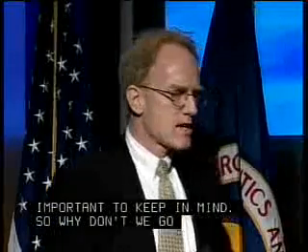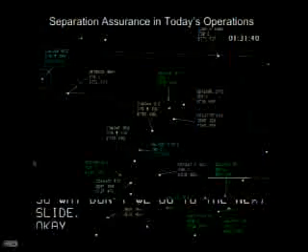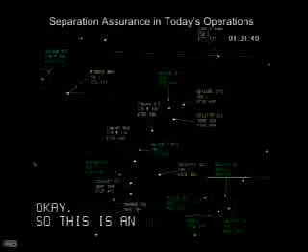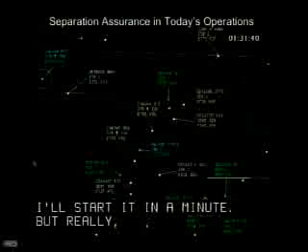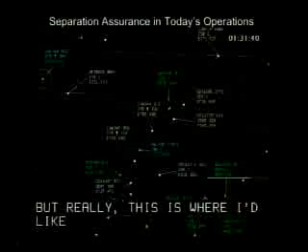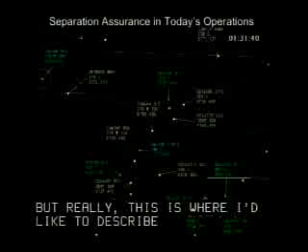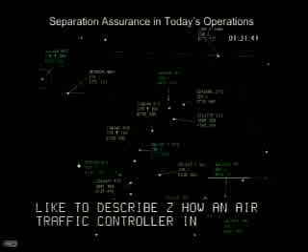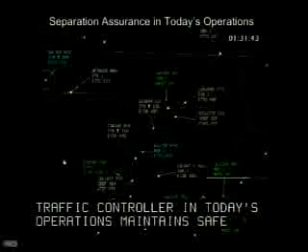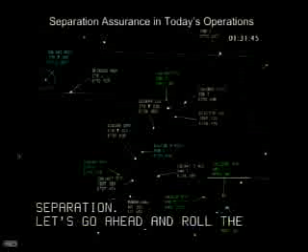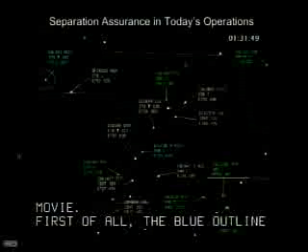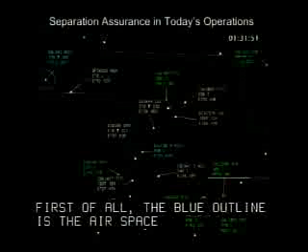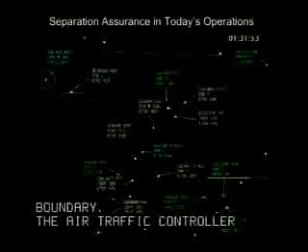Okay, so this is an animation, and I'll start it in a minute, but really this is where I'd like to describe how an air traffic controller in today's operations maintains safe separation. So let's go ahead and roll the movie. Okay, first of all, the blue outline is the airspace sector boundary. The air traffic controller is responsible for the safe separation of all the aircraft within that airspace sector boundary.